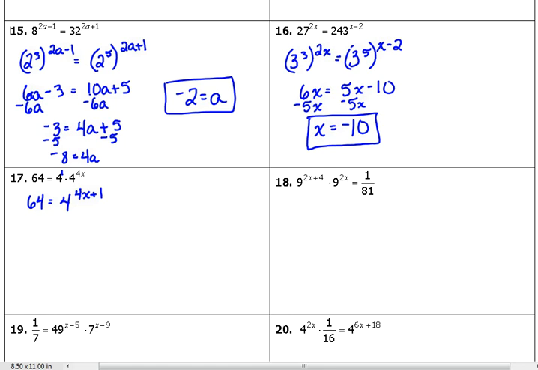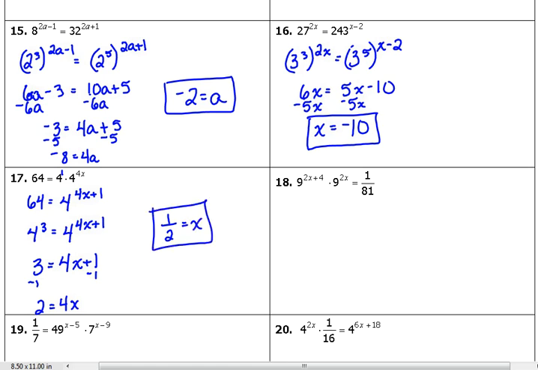Okay, now let's rewrite it so they have the same base. 64 is 4 cubed. So we don't have to rewrite both sides in this case. We just had to combine on the right side. So 3 is equal to 4x plus 1. Subtract 1. 2 is equal to 4x. Divide by 4. So 1/2 is equal to x.